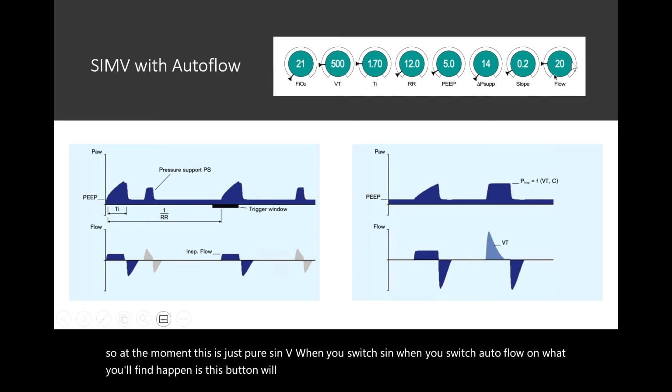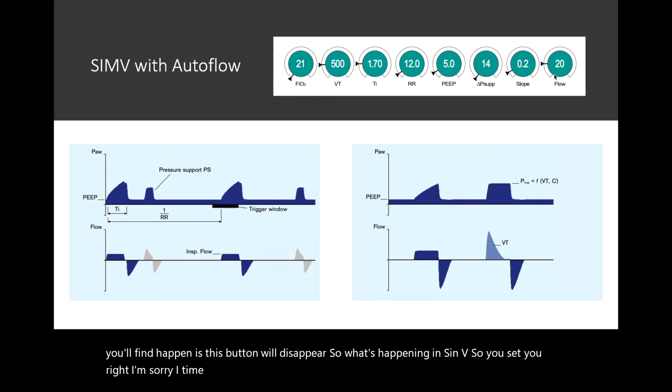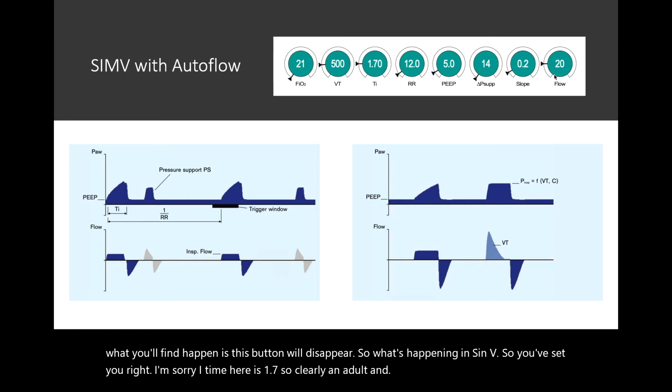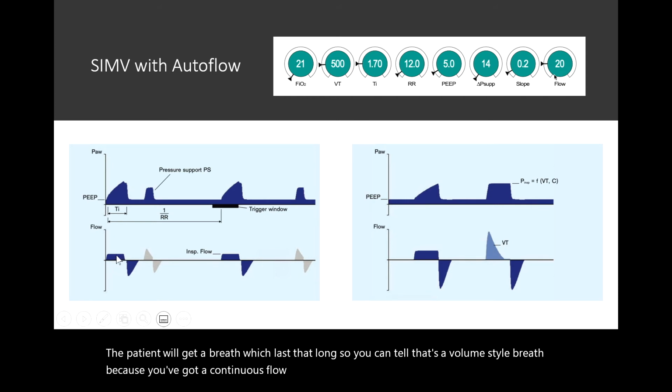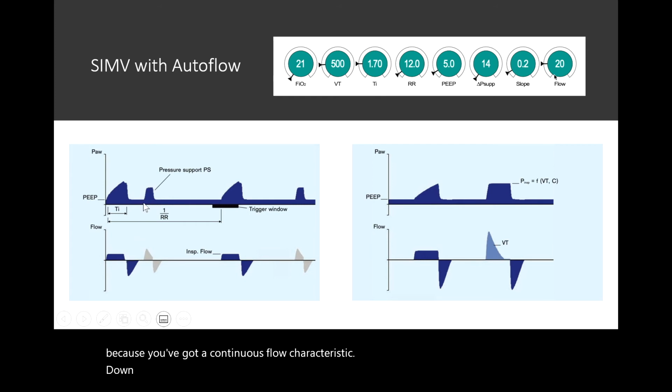So what's happening in SIMV? You've set your I time. The I time here is 1.7, so clearly an adult. And the patient will get a breath which lasts that long. You can tell that it's a volume style breath because you've got a continuous flow characteristic down here. And this is a pressure supported breath.